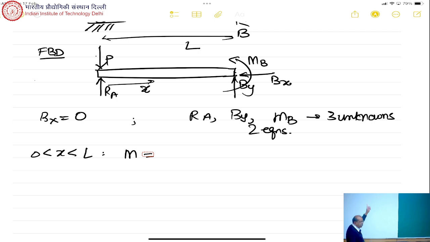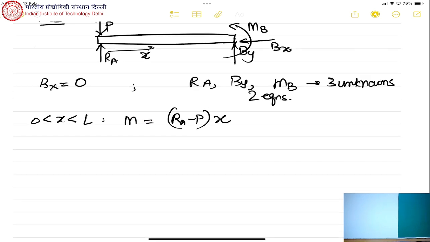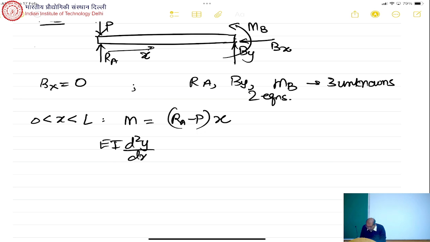There's a force RA in the positive direction and there's a force P in the minus direction. So the net force is what? RA minus P. And at any x, it is acting at a distance x. So it will be RA minus P multiplied by x. And that continues from 0 to L. So the bending moment M is equal to RA minus P times x. So that means EI d2y by dx square is equal to RA minus P times x.